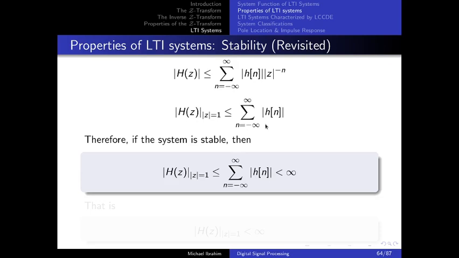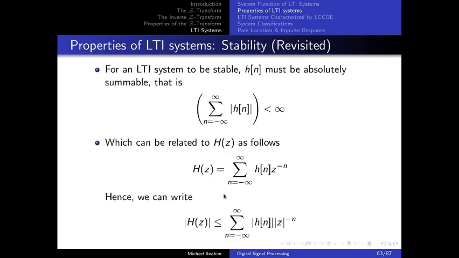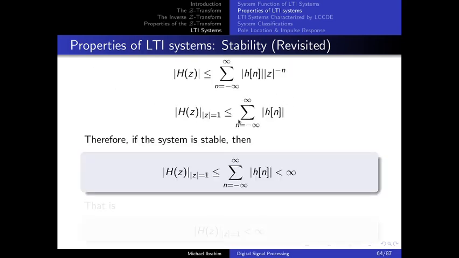That's why if the system is stable, modulus H of z at modulus z equal to 1 is less than or equal to this summation, and this summation is a summation for checking the stability, this one over here. So if the system is stable, then this summation is less than infinity, then H of z at the unit circle must be less than infinity as well.